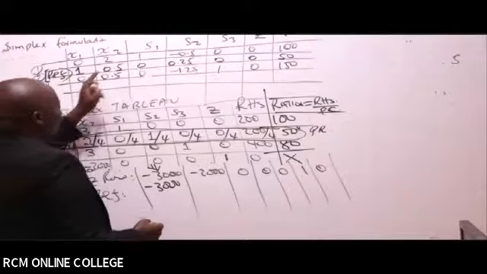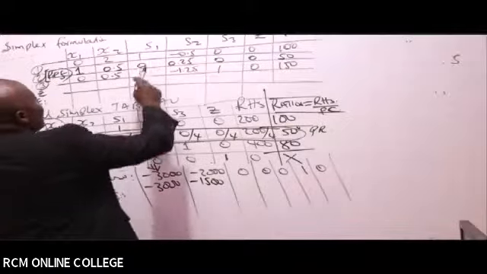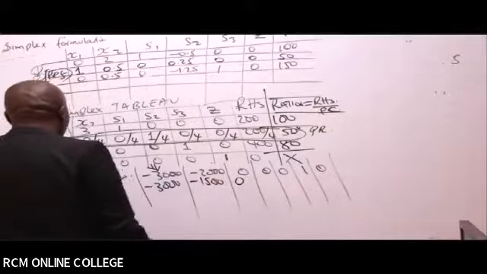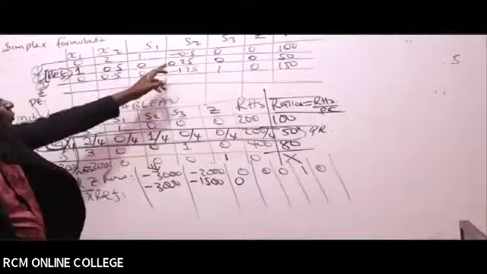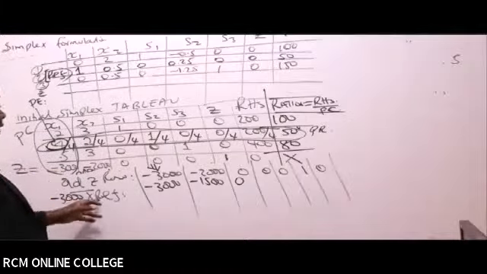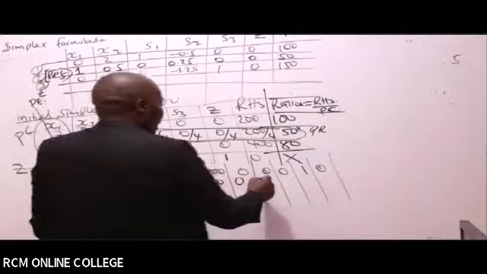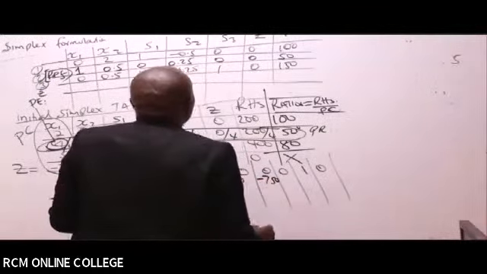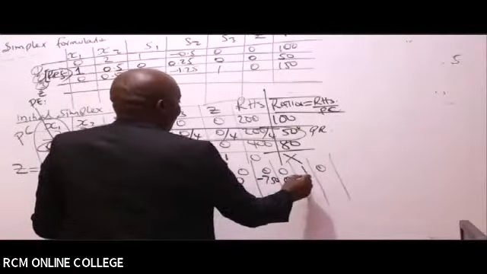Minus 3,000 times this gives me minus 1,500. Minus 3,000 times this gives me 0. Minus 3,000 times 0.25. Can somebody give me this? What figure are we getting? Minus 750, right? So we have here minus 750, minus 750. Then we have in this case 0, 0, 0, 0.